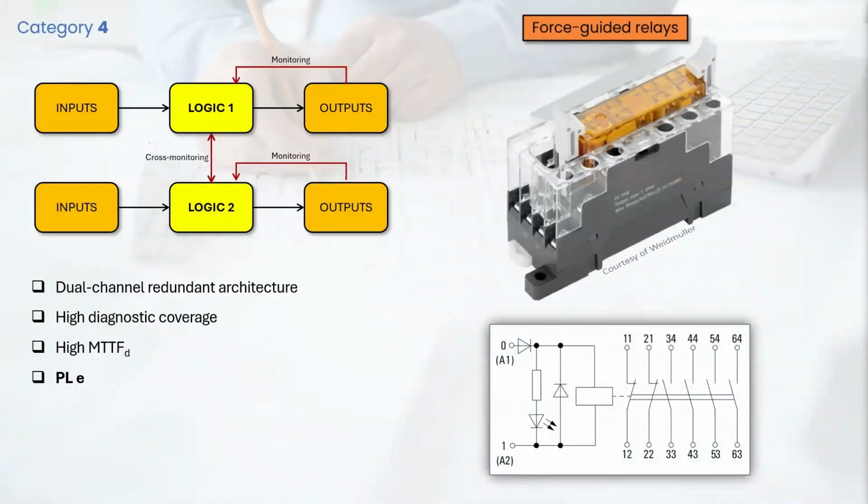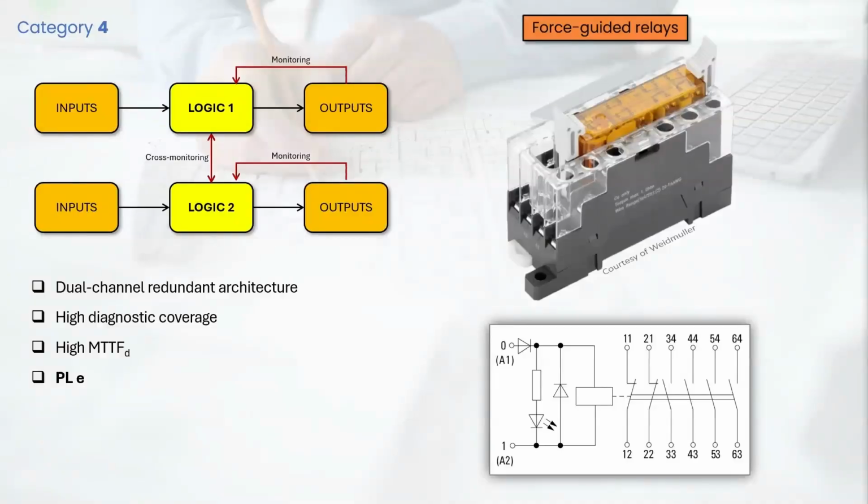This is why force-guided or positive-guided relays are mandatory in Category 4 output stages. Their mechanically linked mirror contacts make the welded contact condition detectable through the EDM feedback loop. A standard relay cannot provide this guarantee. This kind of relay has forcibly guided contacts in which the NO and NC contacts are mechanically linked, so they cannot move independently of each other.